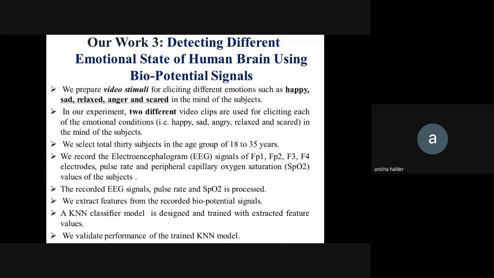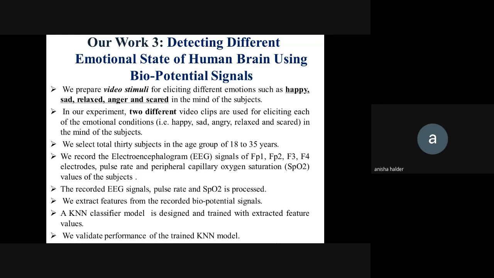And this experimental environment has been created by showing some movie clips. The movie clips have been sorted very judiciously by our students for growing different emotions in the human mind. In our experiment, two different sets of video clips are used for eliciting each of the emotion conditions: happy, sad, angry, relaxed, and scared in the mind of the subject.